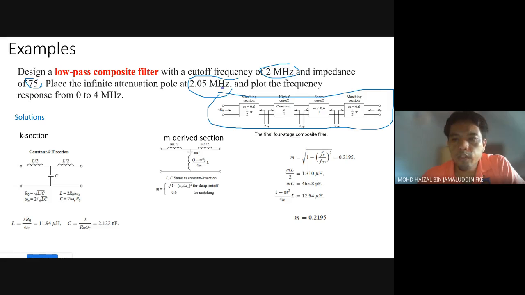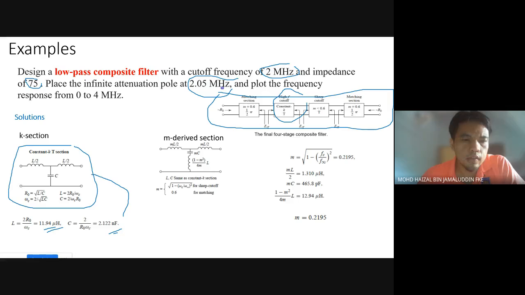Let's see, we solve the constant K first, using this formula. So we can get the L equivalent to 2R0 divided by omega C. R0 is 75 ohm, omega C is 2 pi FC. So then you can get the L and C value, and you include this value in this circuit, and you got the first section, which is the K section.